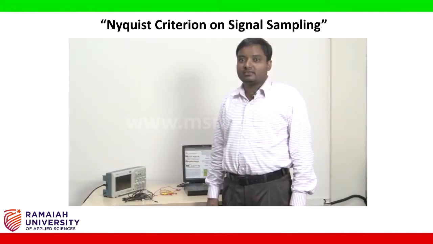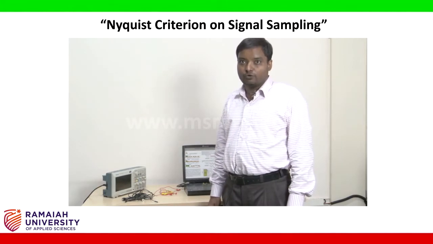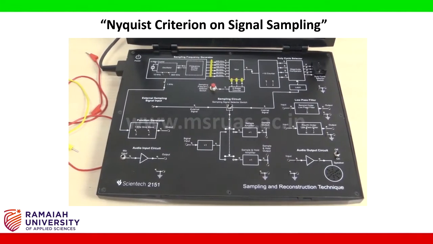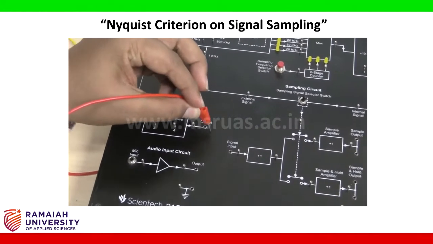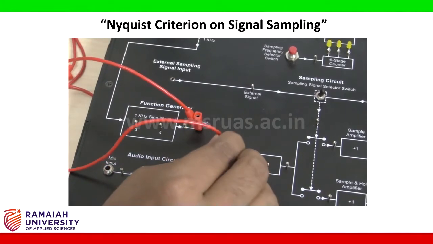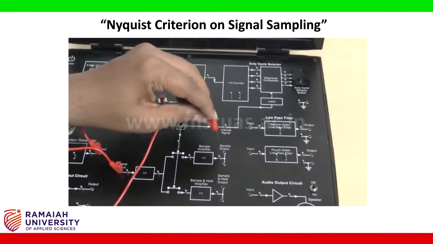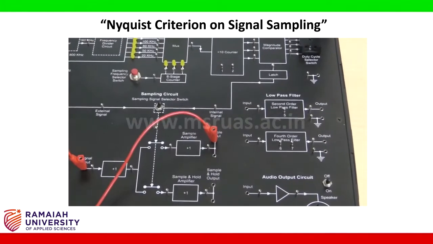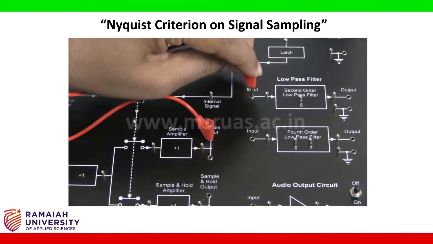Let us start the circuit connections using the Cytec 2151 board. Let us start the connection. The first connection would be from the output of the function generator to the signal input. The second connection would be from the sample output to the input of the second order filter.